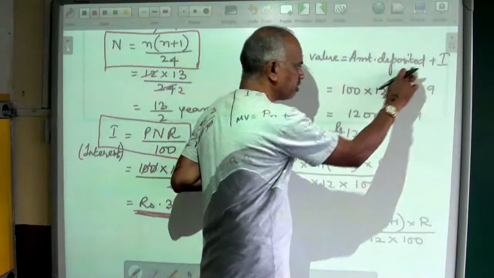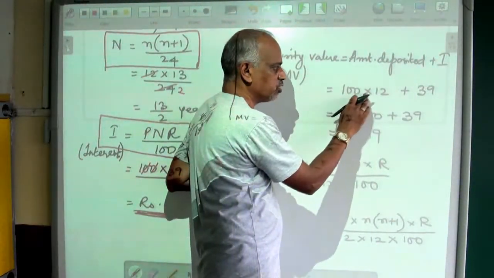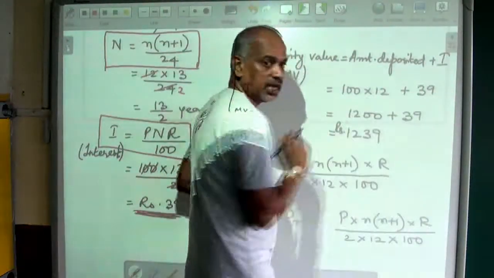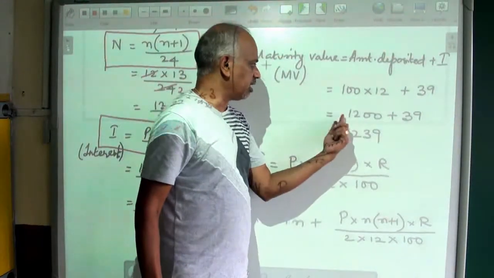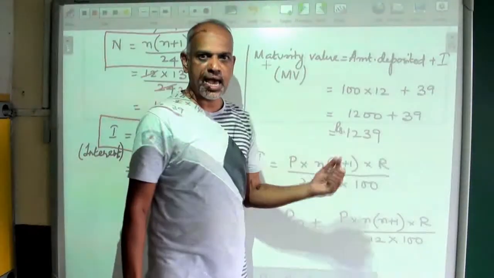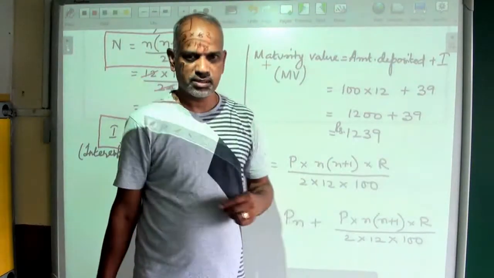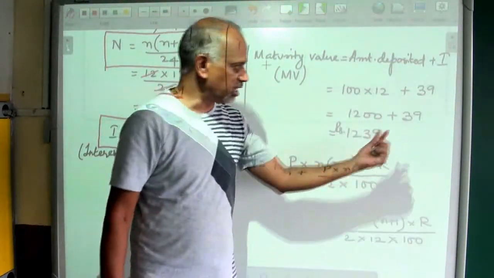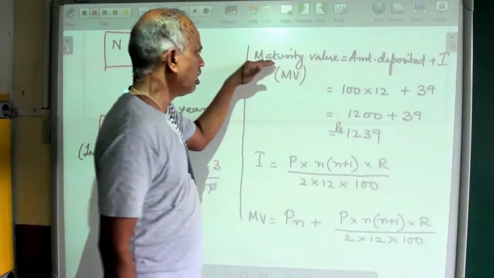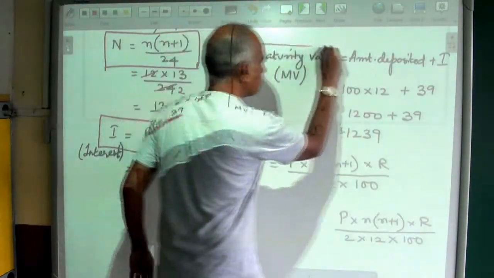So, what is the amount deposited by you? 100 rupees you deposited for 12 months. So, 100 into 12 plus the interest, which was 39 rupees. That gives you 1200 plus 39. The total amount that you will be getting after 1 year will be rupees 1239. 1200 was yours, plus 39 rupees you will be getting as interest. This is called maturity value. So that is the third formula that you have to know.